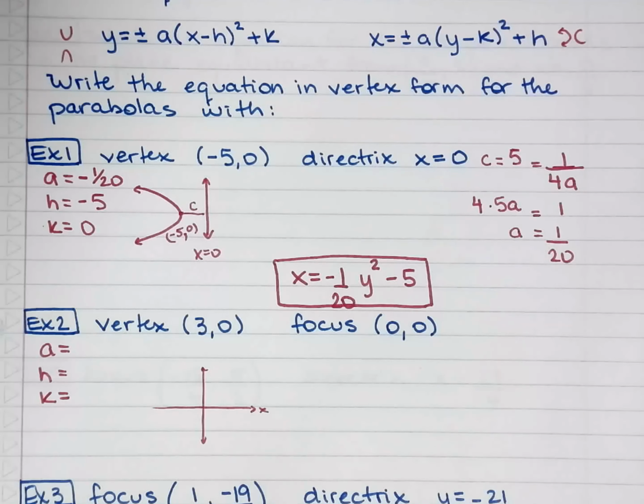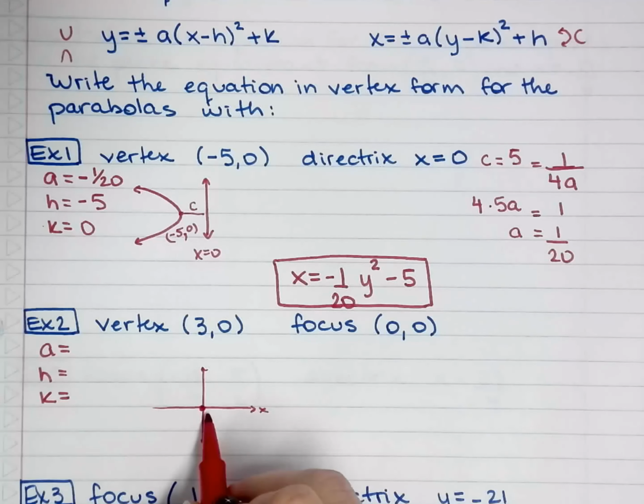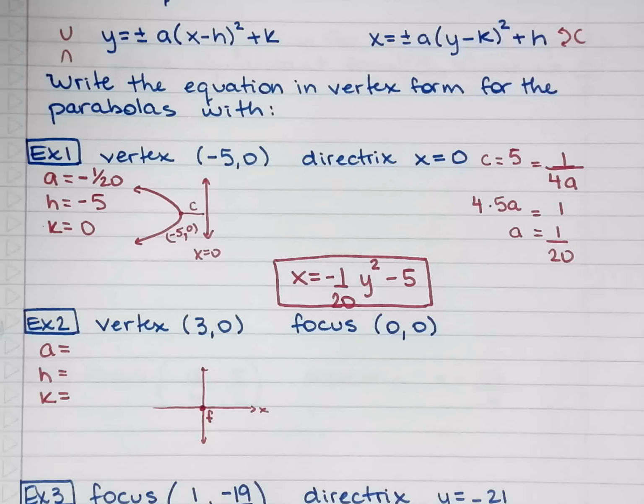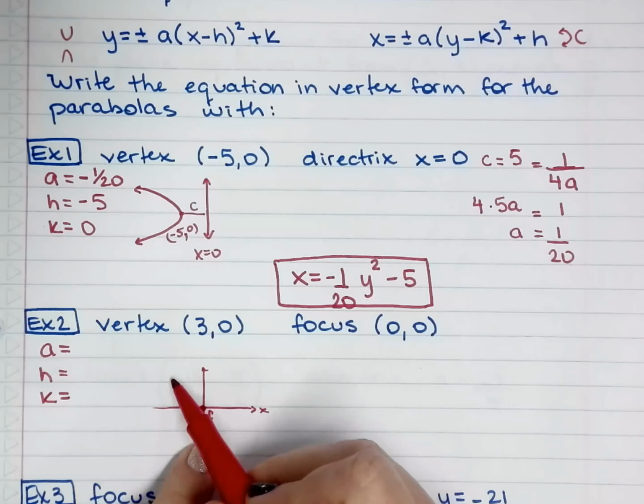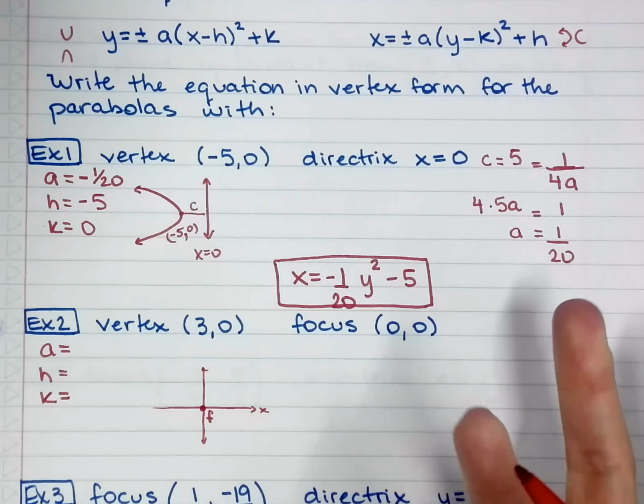So I need to always start with the sketch of the graph. Focus right there is 0, 0. And remember, the focus is the point inside the parabola. So the parabola is going to be over here somewhere, not on the outside, not a random point just floating around.